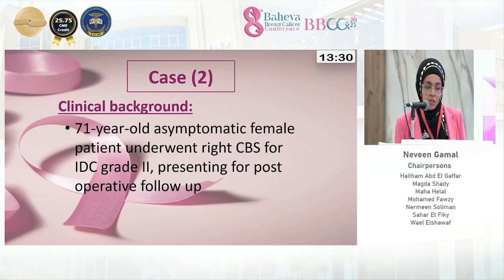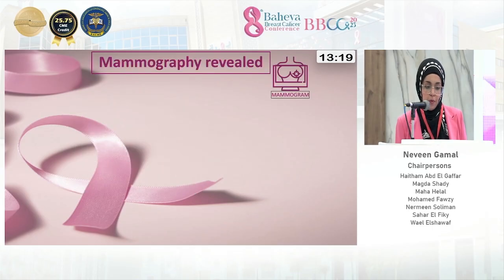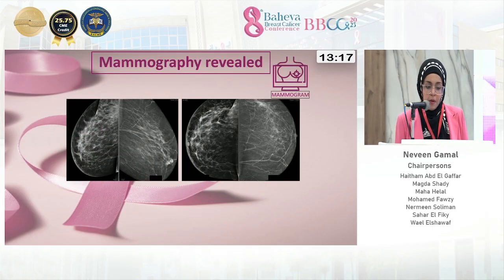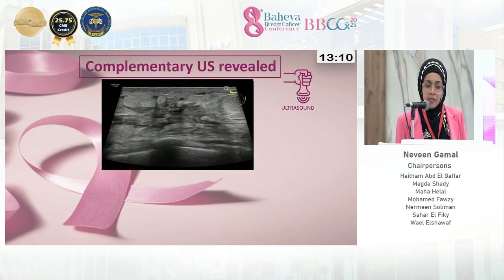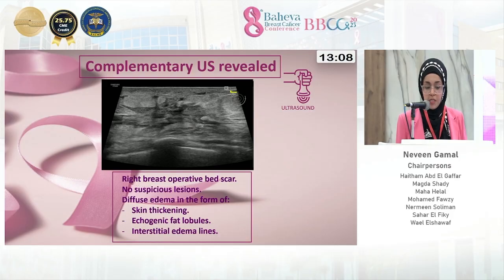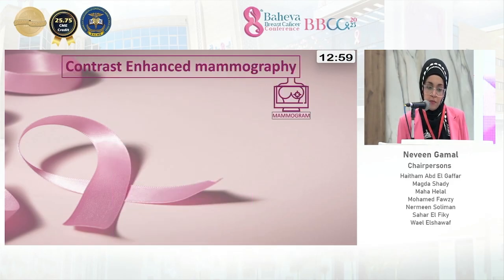Case number 2, 71-year-old asymptomatic female patient underwent right conservative breast surgery for invasive ductal carcinoma grade 2, presenting for post-operative follow-up. Her mammography revealed right breast post-operative scarring and diffuse edema pattern. And the complementary ultrasound revealed right breast operative bed scar with no suspicious lesion, with diffuse edema in the form of skin thickening, echogenic fat lobules, and interstitial edema lines.